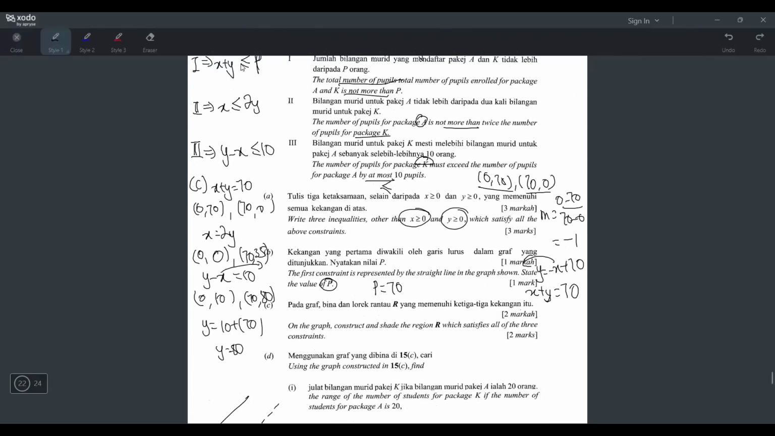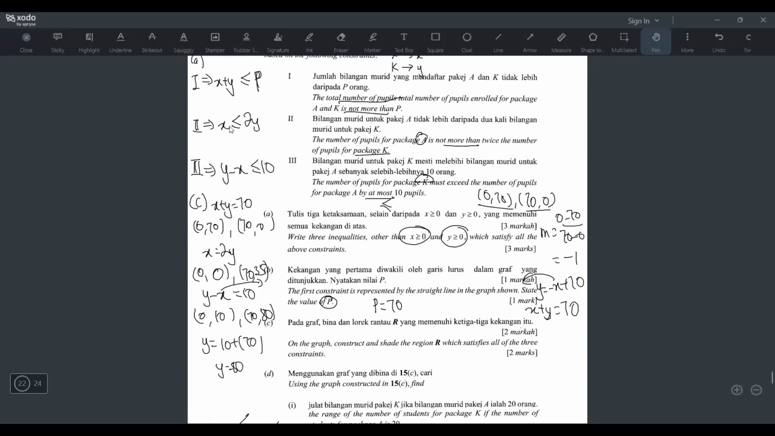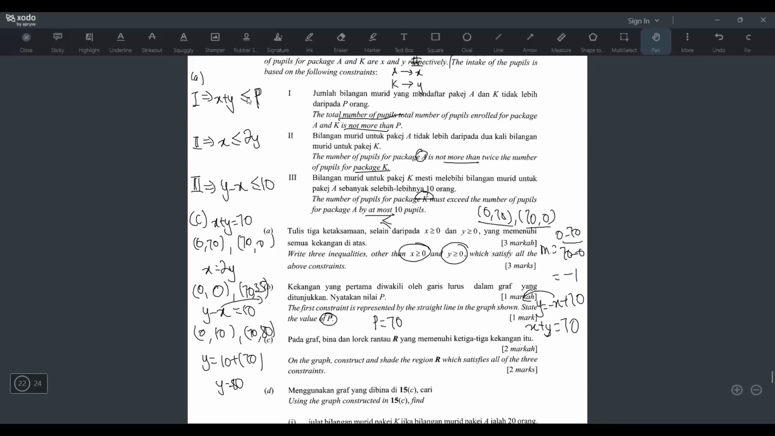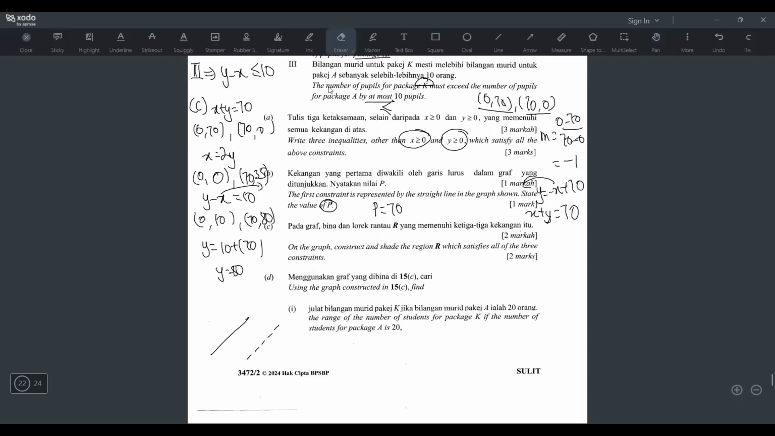If the inequality ada line dekat bawah macam ni, it means you will use solid line. Tapi kalau tak ada garisan dekat bawah, then you use dash line. So for this question, all the 3 lines you have to use solid line sebab semua ada garisan dekat bawah. So all solid line. But you double check lah just in case.